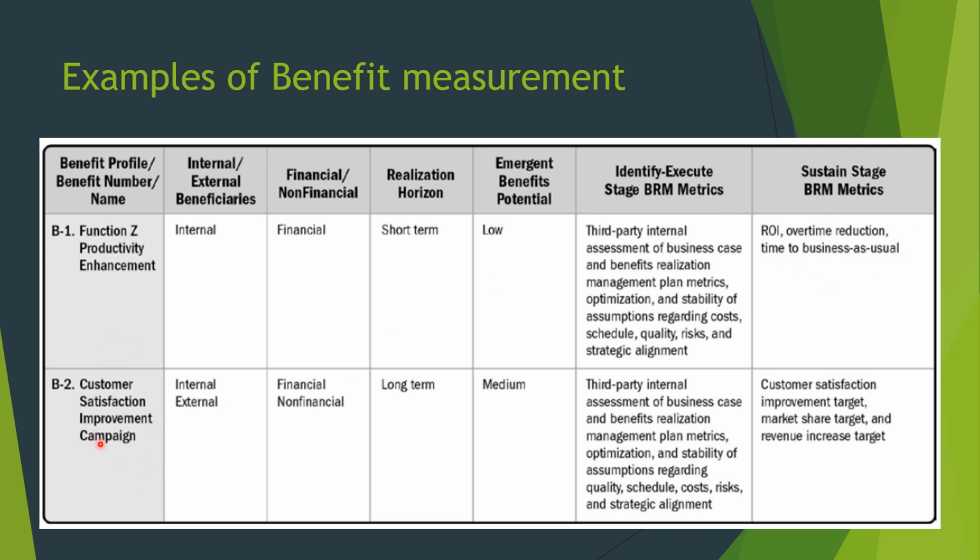Similarly, a customer satisfaction improvement campaign could be both internal and external, both financial and non-financial. It is more long term, and a medium emergent benefit might be there. At the initial stage, you can measure the third party or internal assessment of the business case, benefit realization management plan metrics, and domain-related metrics aligned with the BRM, which might suffice. At the sustained stage, you can look at customer satisfaction improvement, market share improvement, and revenue increase. All those are sustained stage BRM metrics.